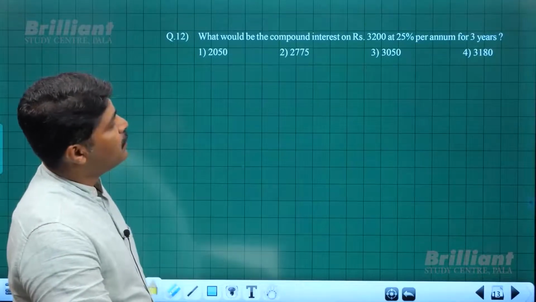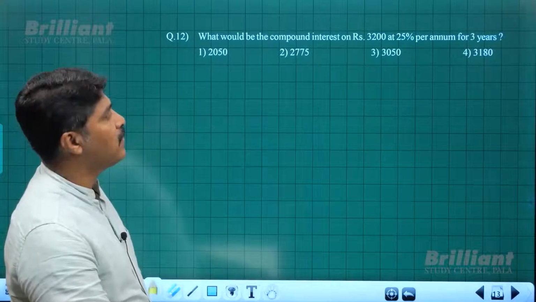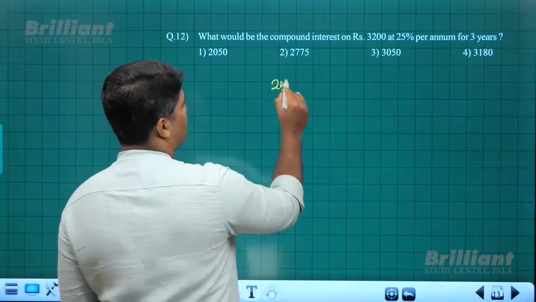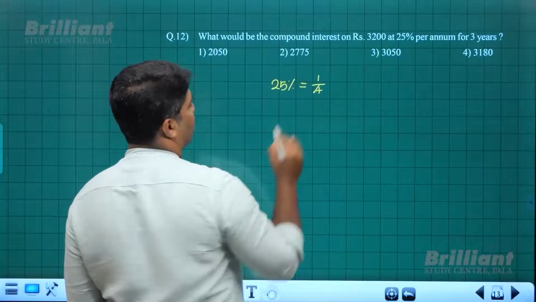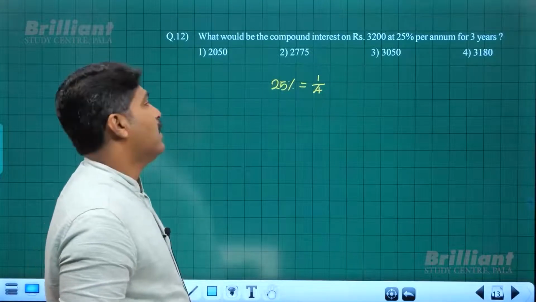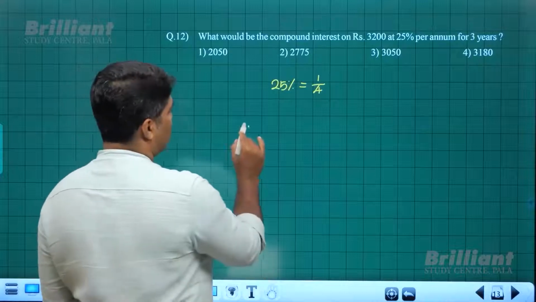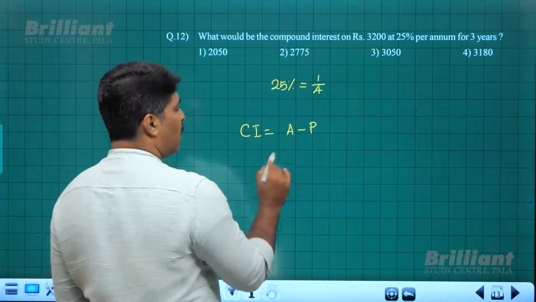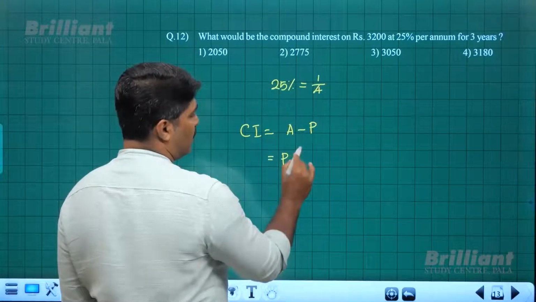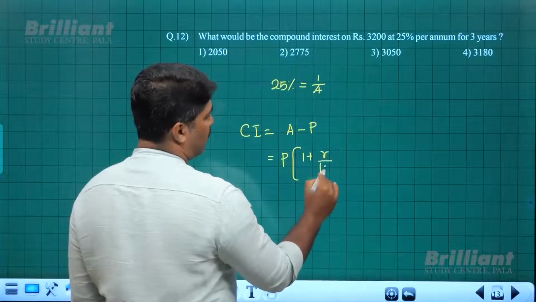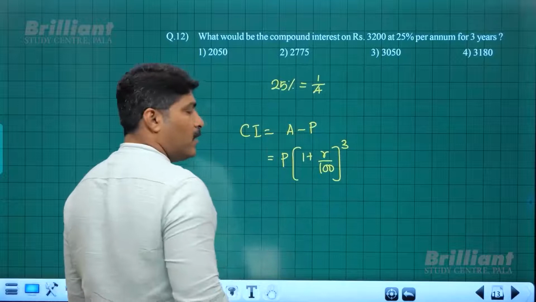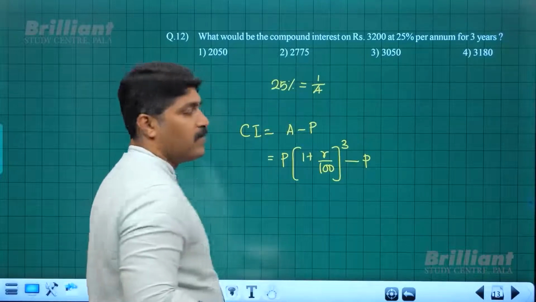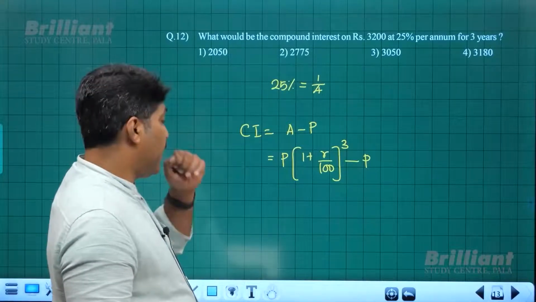What would be the compound interest on rupees 3,200 at 25% per annum for 3 years? So 25%, we know that 25% is 1/4 of something. How to find out the compound interest? Compound interest is amount minus principal. And for 3 years, the amount is P into 1 plus R by 100, the whole cube. First you have to find this out, then subtract P from this value. This is a step of operation. This way we can catch it.